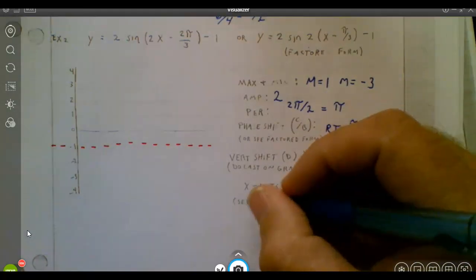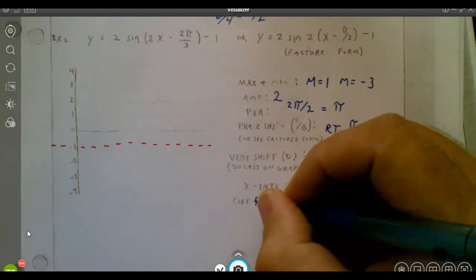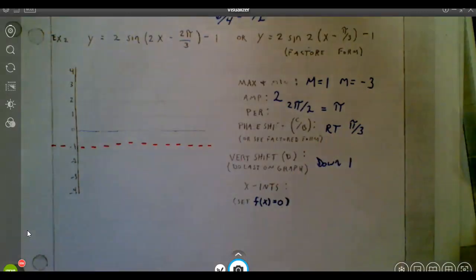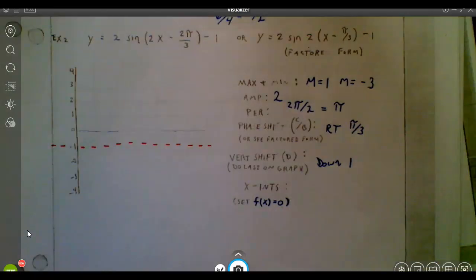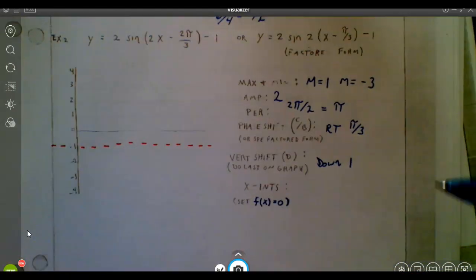Sorry, that's not very clear. You would set the whole function equal to 0, right? And then you're solving that equation. And we'll be doing more of that equation solving later, so I wanted to make sure I at least mention that here. Okay, so everything went down 1. That's why we put the midline right there where we put it. And so we're going to be working from that line.